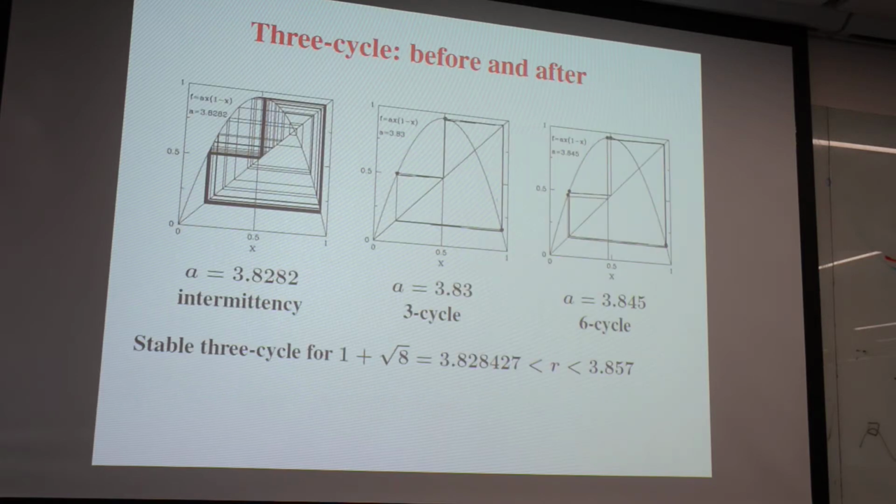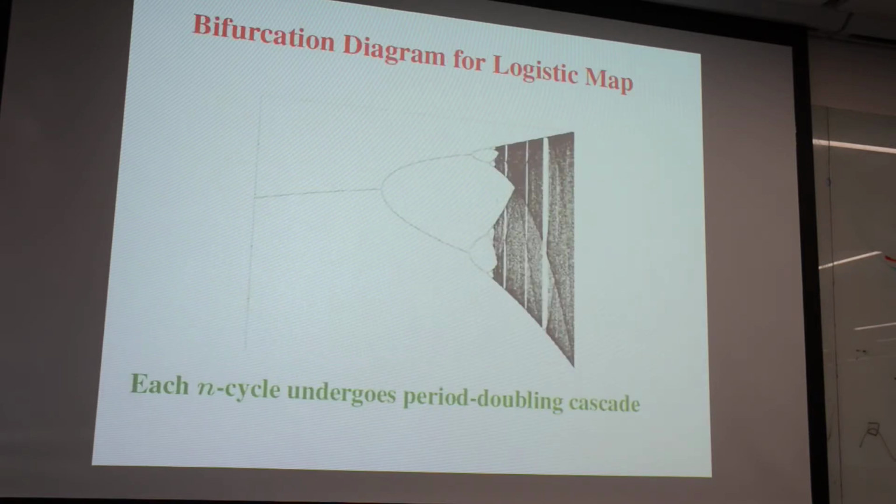Who's seen this picture? Everybody. How many people have it in their dormitory rooms? Okay, so what is this? This is the number A that we've been looking at. Remember, there's a single fixed point until we get to 3, and then we have a 2 cycle.